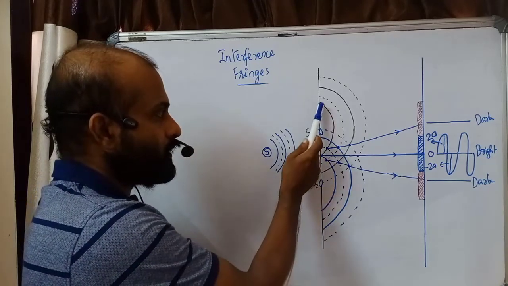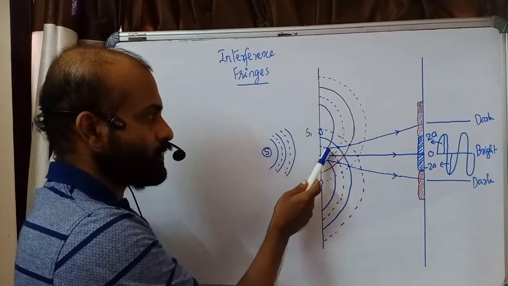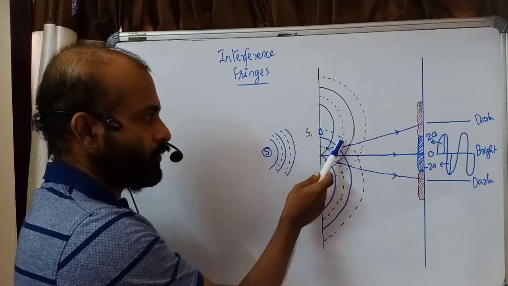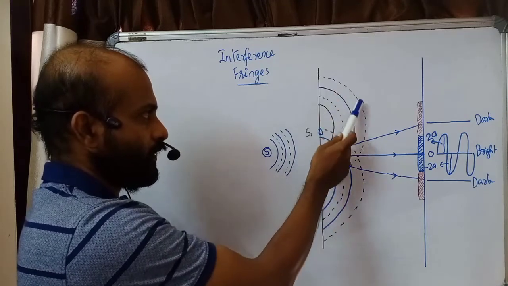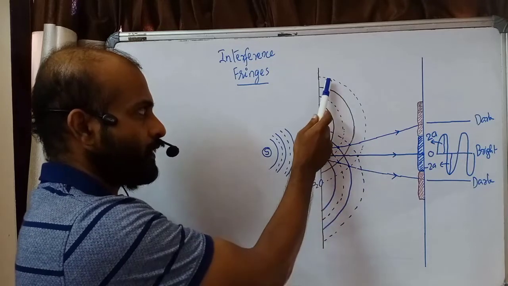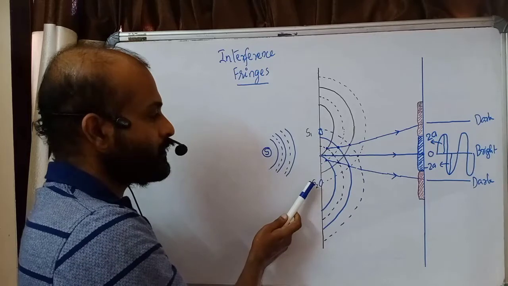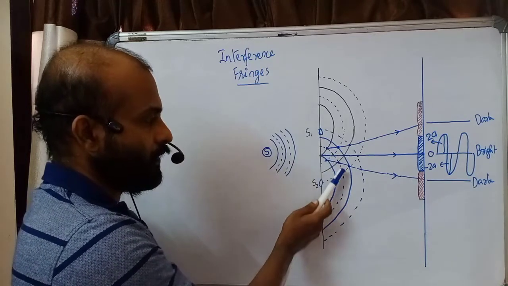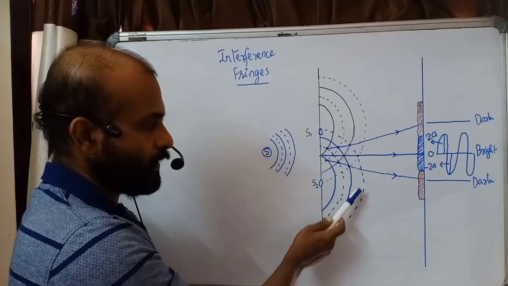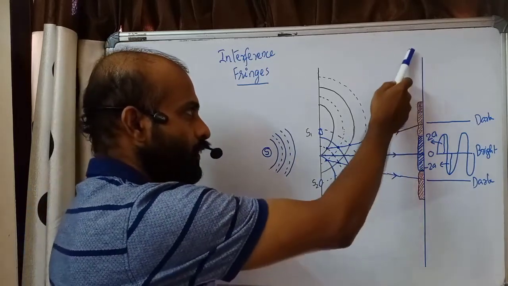From S1, these are the wavefronts. The first wavefront corresponds to a crest, the dotted line corresponds to a trough, then the second crest, then the second trough, like that. I have used black color for the wavefronts from source S1. Similarly from S2, these are the wavefronts: first crest, then trough, again crest, again trough, and so on. The wavefronts will propagate forward and fall on the screen.